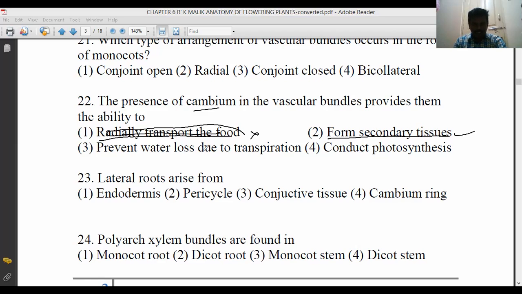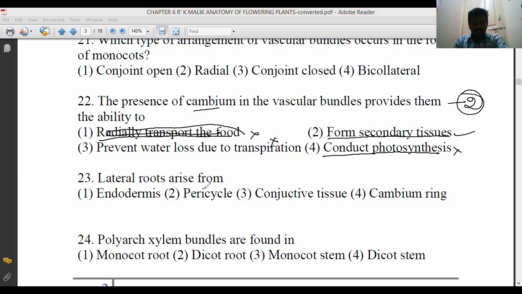Next, prevent water loss due to transpiration. Water loss and cambium are not related. Conduct photosynthesis. Actually, photosynthesis is performed by chloroplasts, so it is also a wrong option. For the 22nd question, the correct option is 2.